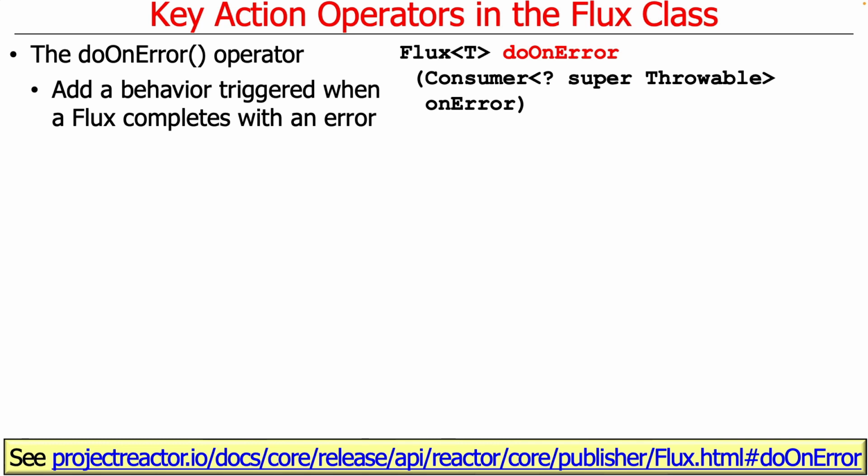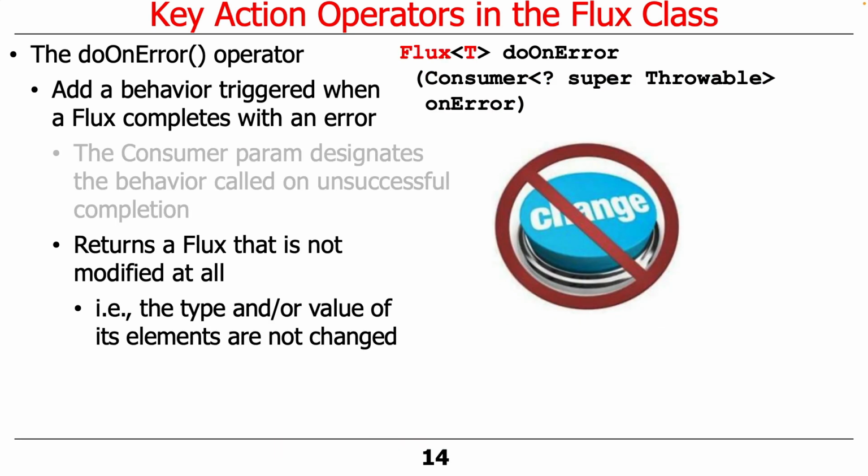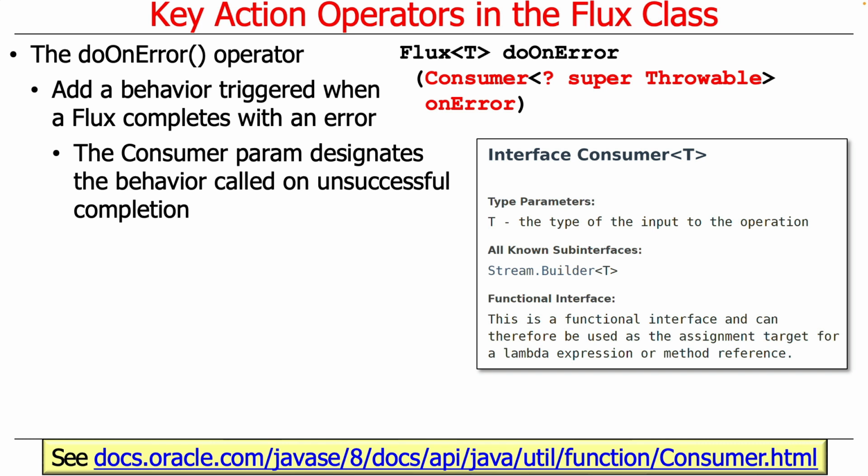The next operator is doOnError. And this is going to add a behavior that's triggered when a Flux completes with an error. So doOnNext is going to have its consumer called back when everything goes hunky-dory, when everything works fine. And as you might expect, things don't always work. So now we're going to have doOnError, and that's going to have a side effect whenever the Flux completes with an error. Once again, we have a consumer parameter that indicates what behavior we want to be called back on unsuccessful completion. That is also a callback, which intentionally has side effects. That's its purpose in life.